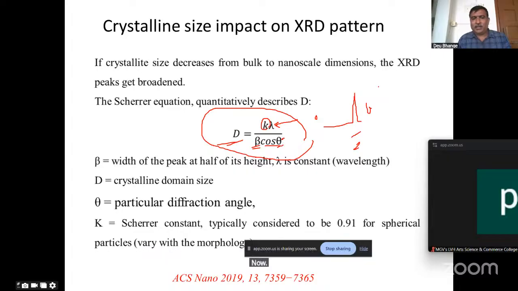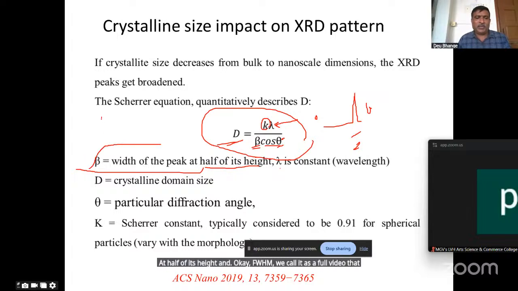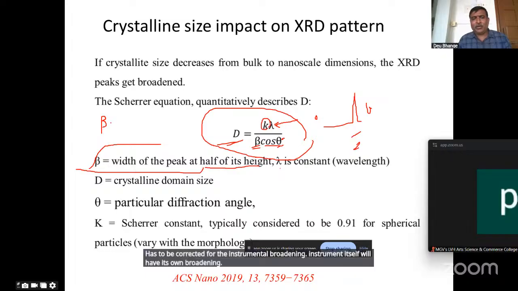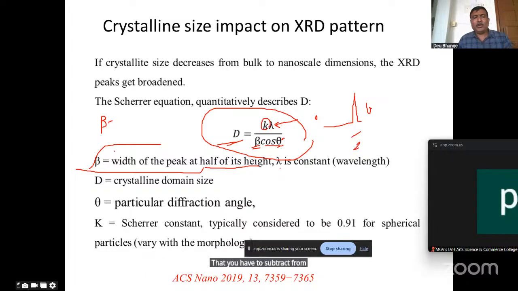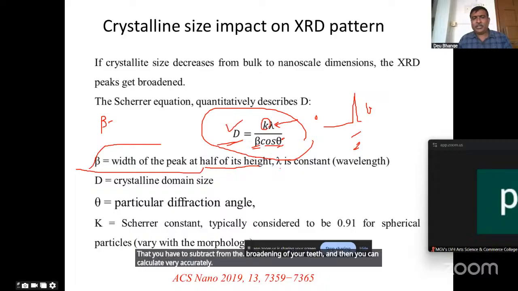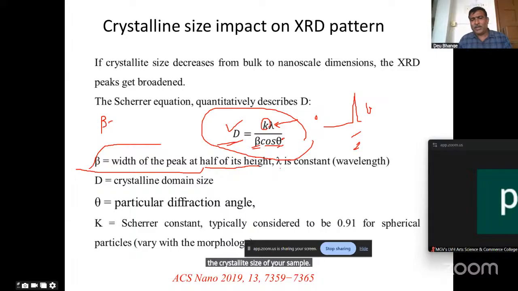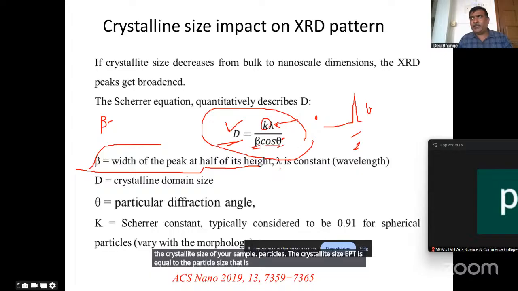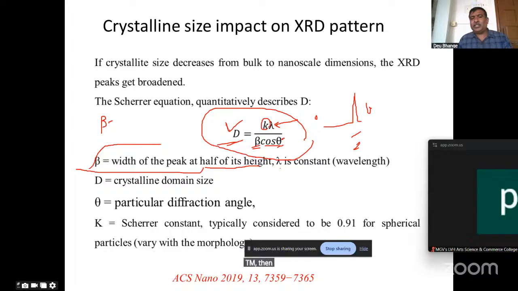Now this beta is the corrected width of the peak at half of its height, FWHM, as we call it, full width at half maxima. But this beta has to be corrected for the instrumental broadening. The instrument itself will have its own broadening that you have to subtract from the broadening of your peak, and then you can calculate very accurately the crystallite size of your sample particles. If the crystallite size is equal to the particle size that is determined by TEM, then your material is a single crystal material.